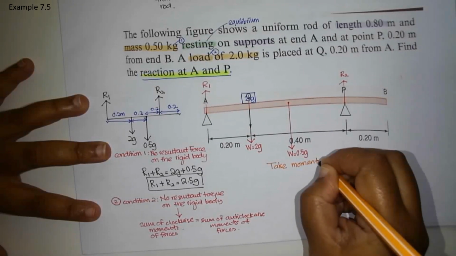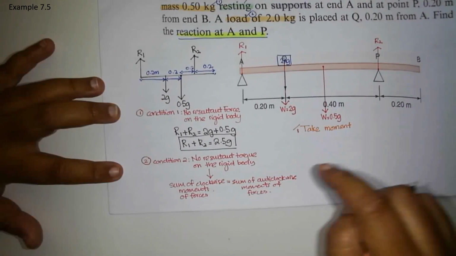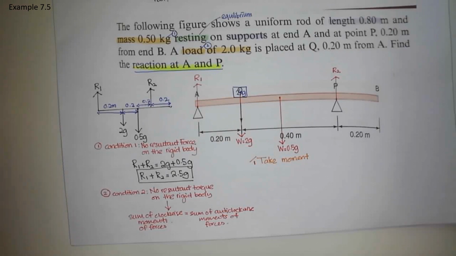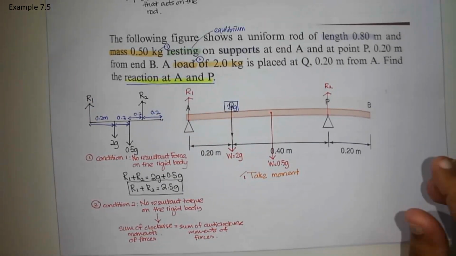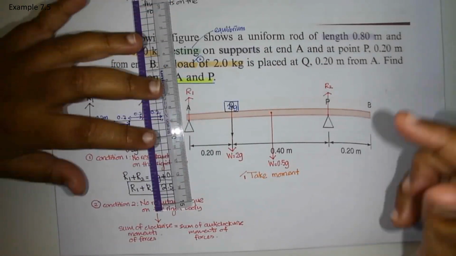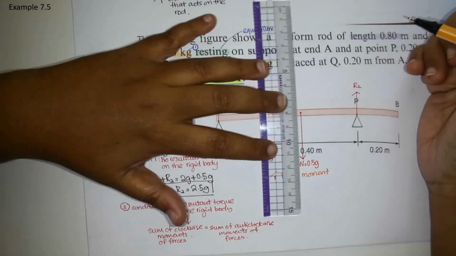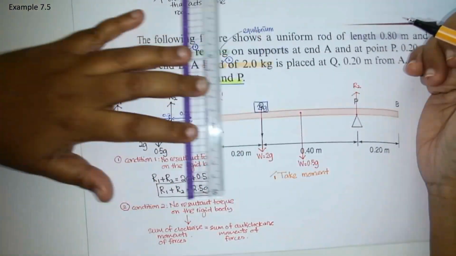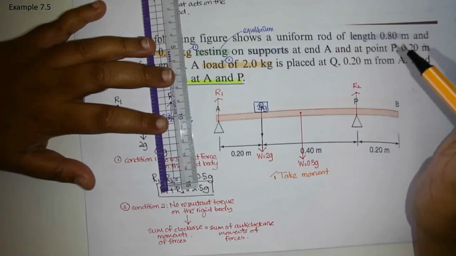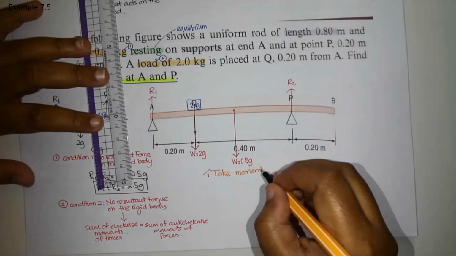Step number 1 under this condition: you take moment. You can take moment at any point. Moment means force, so you can take moment at R1, here, here, or here. That means you are setting an axis. So I'm going to take moment about point A.